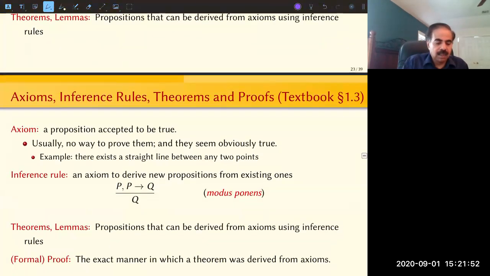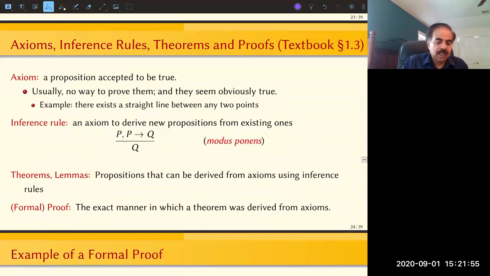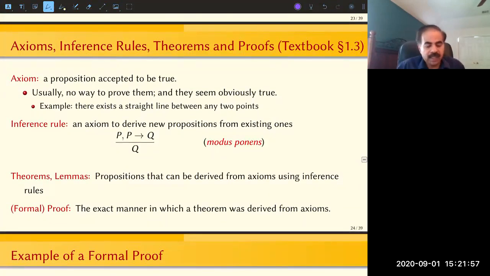So a formal proof is going to tell you exactly the manner in which a theorem was derived from the axioms. It's going to say, here is the axiom that you take, and here is the inference rule that you apply, and then by putting this together, you get this intermediate result. Then you take this intermediate result, combine it with more axioms and inference rules, you get another intermediate result, and this goes on and on until you get to the formula that represents the theorem.